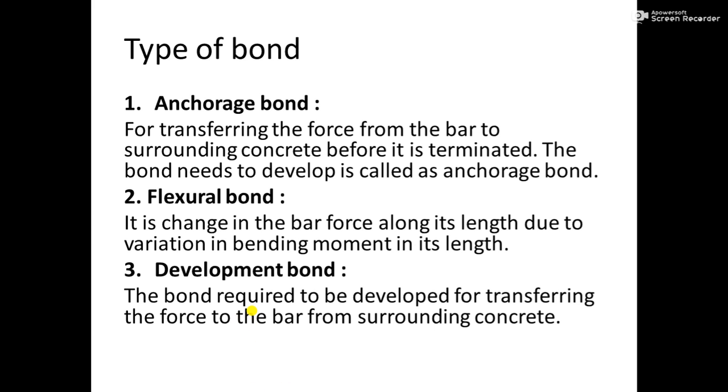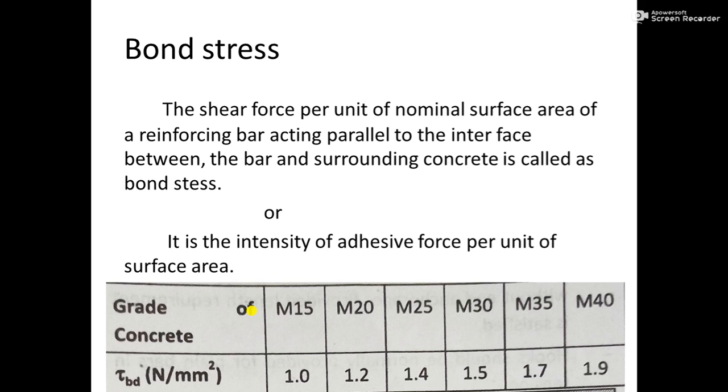Then bond stress: the shear force per unit of nominal surface area of a reinforcing bar, acting parallel to the interface between the bar and surrounding concrete, is called bond stress, or it is the intensity of adhesive force per unit of surface area. These are the values of bond stress. For grade of concrete M15, tau BD, the design bond stress, is 1; for M20 it is 1.2; for M25 it is 1.4, and so on.